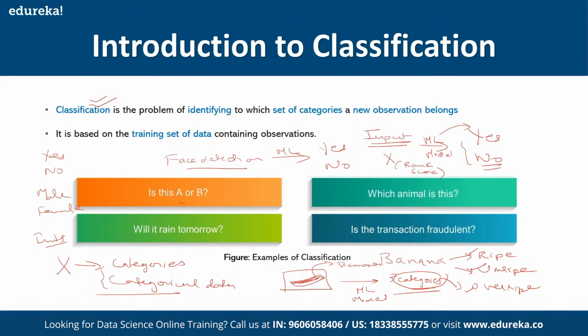Like, is this A or B? Will it rain tomorrow? The answer will be yes or no. Which animal is this? So we will have to define the number of animals. It may be a tiger, lion, or a cat, or a dog, right? 4 categories we have defined. Is the transaction fraudulent? Yes or no, right? Such kind of problems are known as classification problems in machine learning.